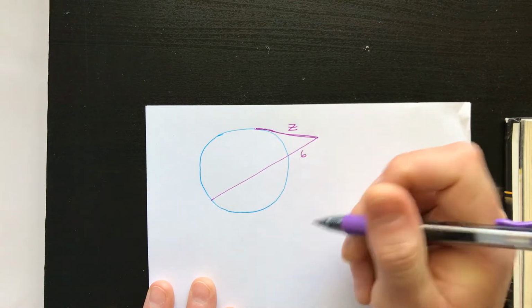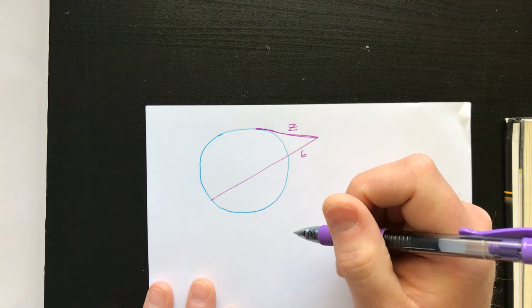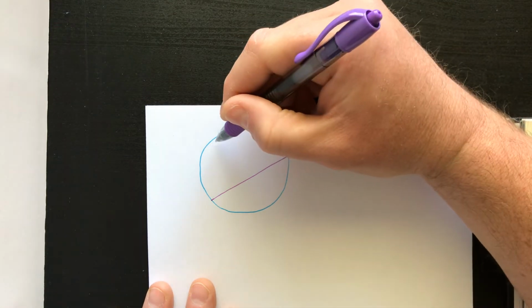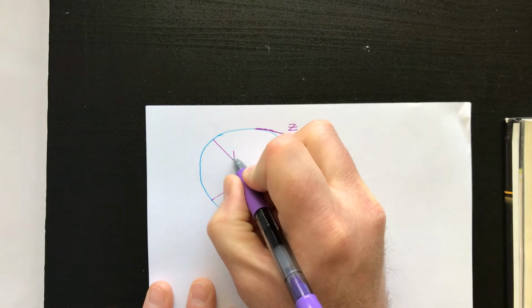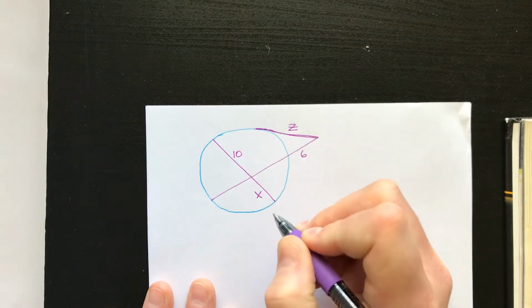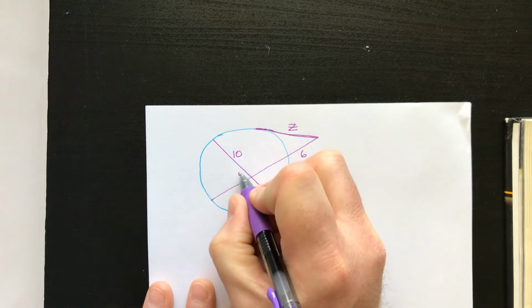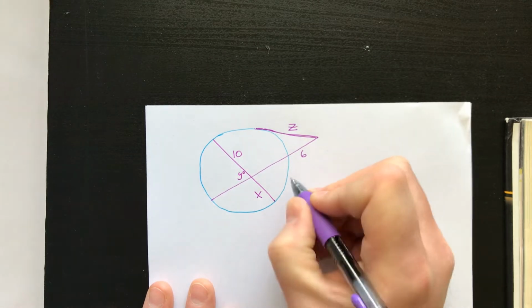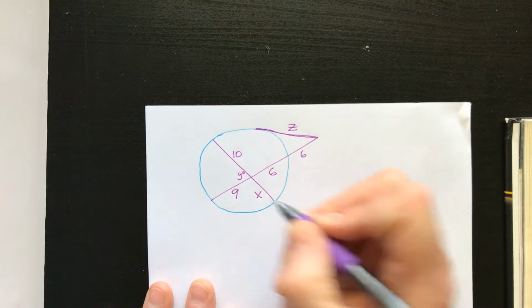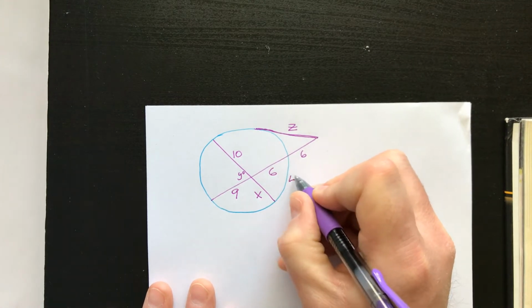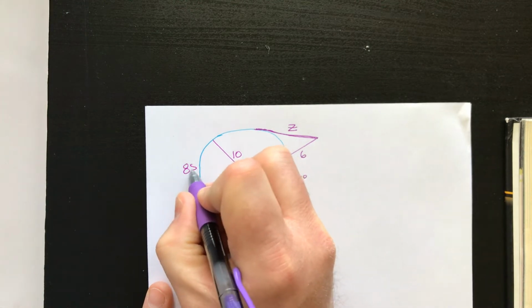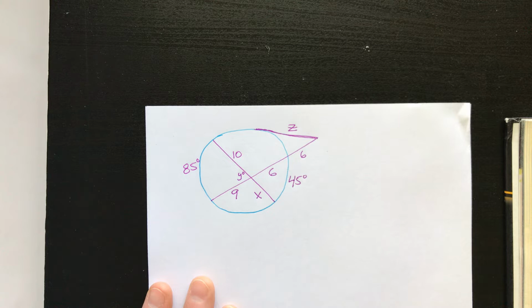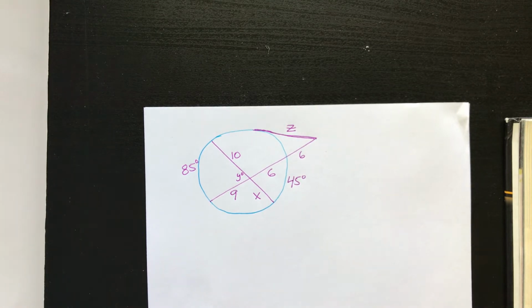This is 6. And then we have another chord like that. They tell us this is 10. This is X. This angle here is Y degrees. This is 6. This is 9. This is 45 degrees, this arc. And this is 85 degrees, that arc over there. I think I have everything labeled. So they're just going to ask us questions about this.